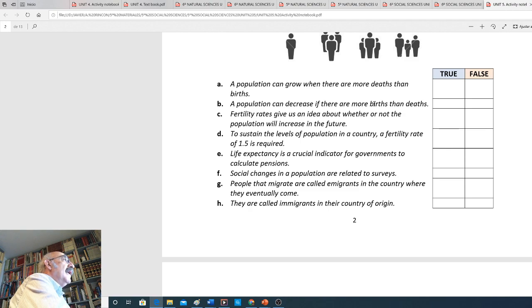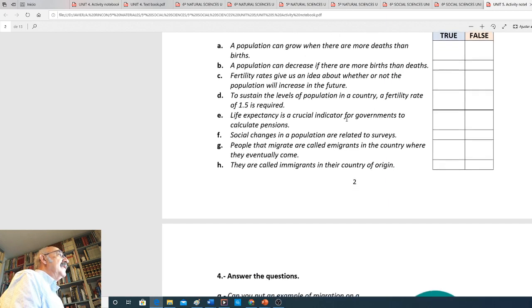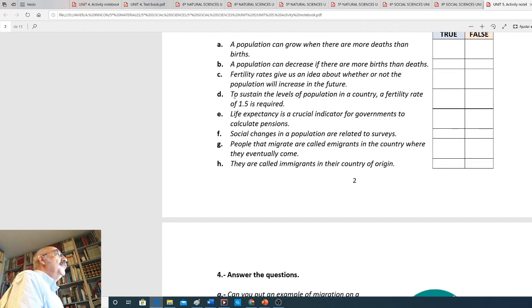And this sentence is true. And to better understand this concept, fertility rates, you have to go to the exercise D. To sustain the levels of population in a country, a fertility rate of 1.5 is required. And this is false. Okay, more than 2.1 is required. Good, very good. So go to the next exercise.